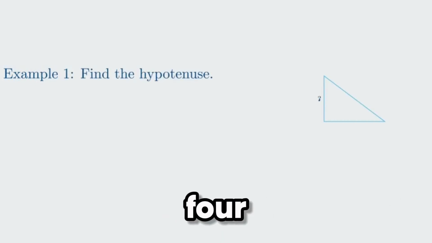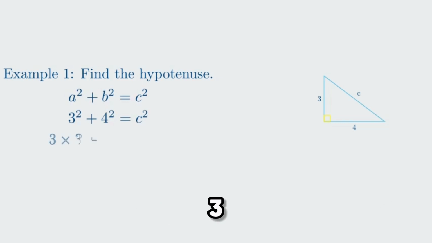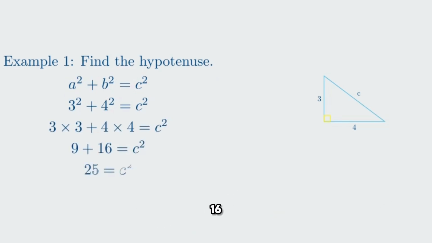Let's put the theorem into action with our first example. Suppose we have a right triangle with legs of length 3 and 4, and we want to find the length of the hypotenuse. So our legs are A equals 3 and B equals 4. The hypotenuse is C, which we need to find. First, we always write down the formula to keep it fresh in our minds. A squared plus B squared equals C squared. Now, we substitute our known values for A and B. Next, we calculate the squares. 3 squared is 9, and 4 squared is 16.